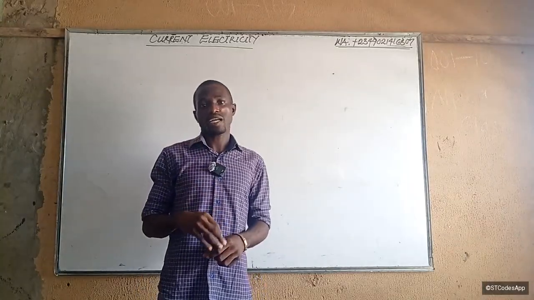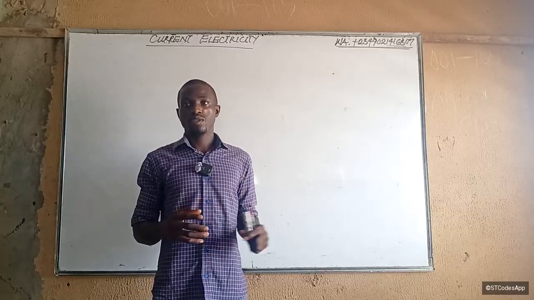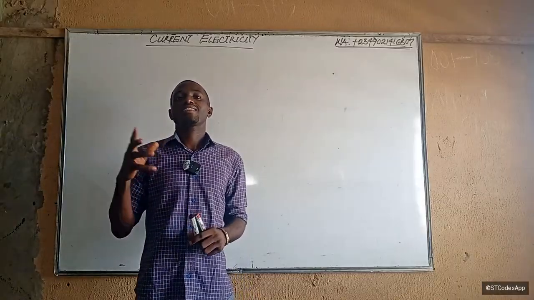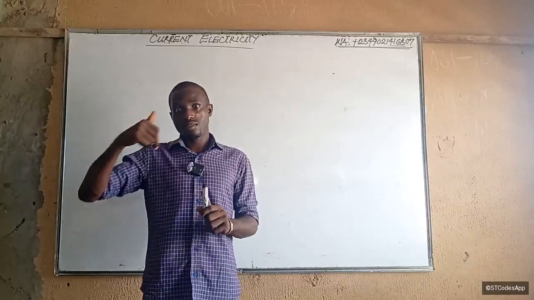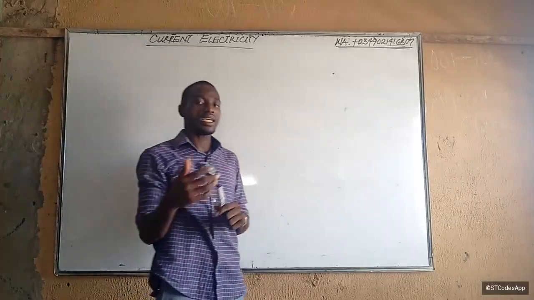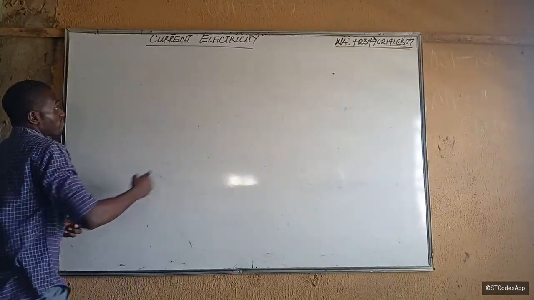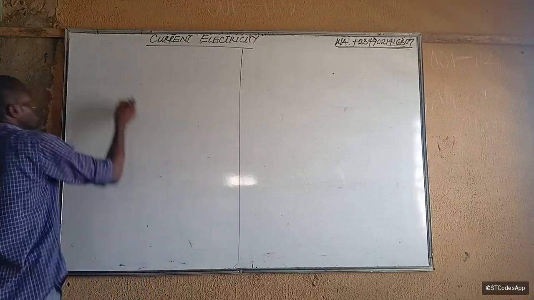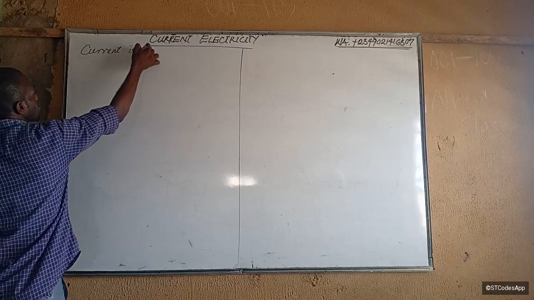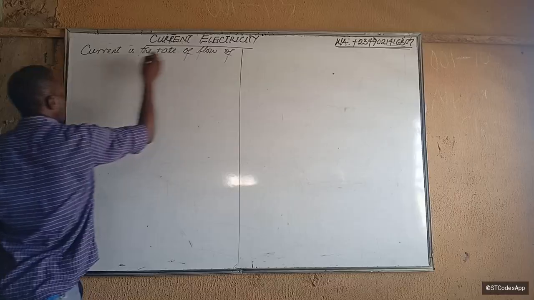So now, in this video, we are going to be looking at current electricity, like I said. So current electricity is the aspect of electricity that basically studies moving charges. You know, there are two aspects of electricity. There is electrostatics and there is electrodynamics. So electrodynamics is current electricity. When we make mention of current, we especially mean that charges are moving. And that is why we define current as the rate of flow of charge.